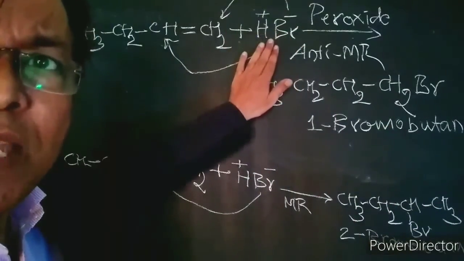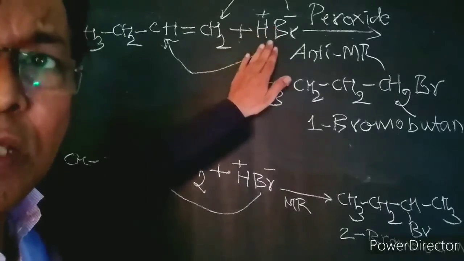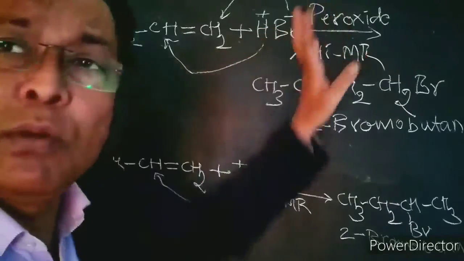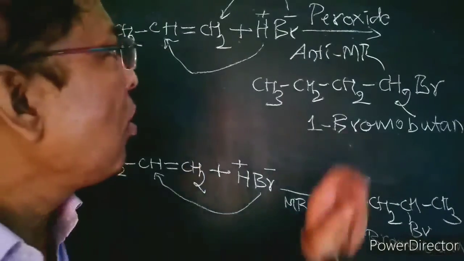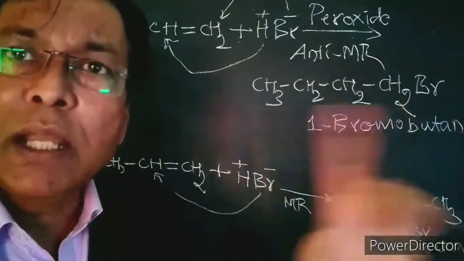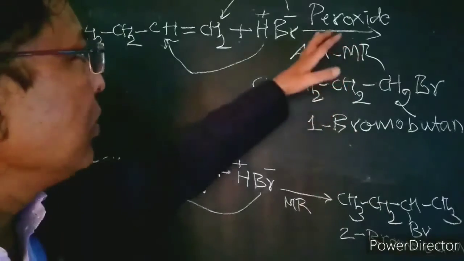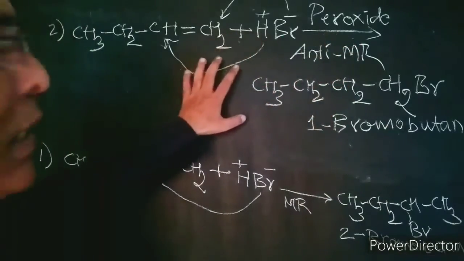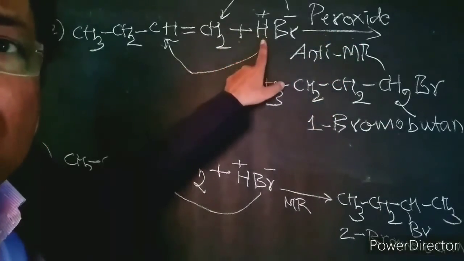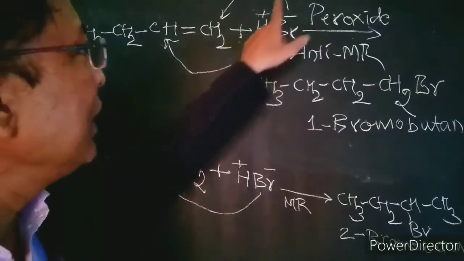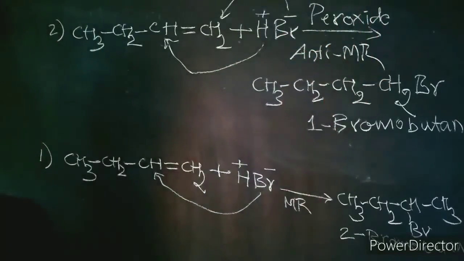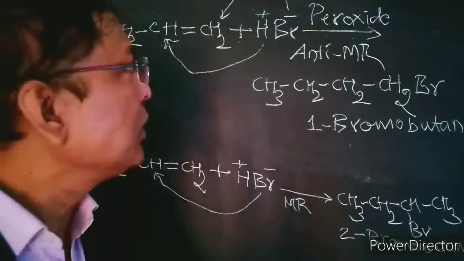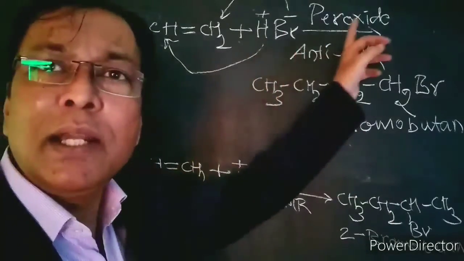And the peroxide effect is observed only when there is HBr. Instead of HBr, if there is HCl or HI, even if you use peroxide, the peroxide effect will not dominate, or the anti-Markovnikov rule will not take place. According to the Markovnikov rule only, the reaction takes place. If we use HCl and HI, even if we use peroxide, the effect is not observed. The peroxide effect is observed only for HBr and peroxide.